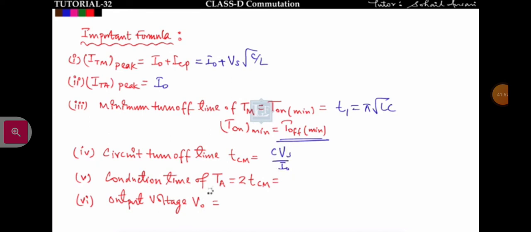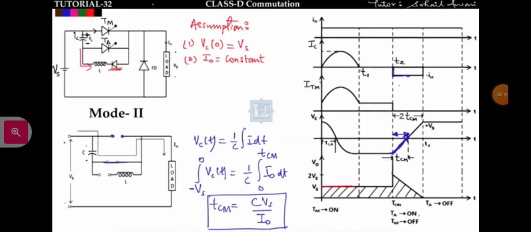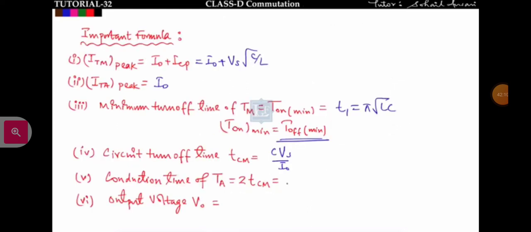What is the conduction time of the auxiliary thyristor? See, the auxiliary thyristor is conducting, TA is on from here and TA is off here. So the auxiliary thyristor is conducting from here to here, that is equal to 2 TCM. So it is equal to 2 TCM, that is equal to 2 CVS upon I naught. The last one is the output voltage.